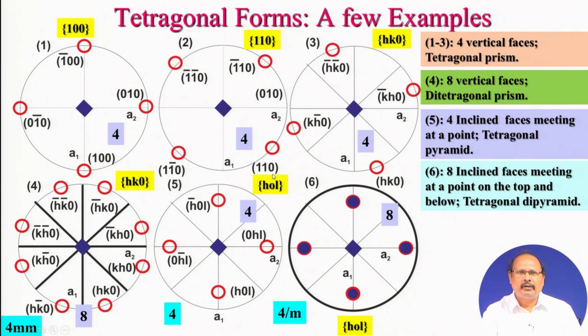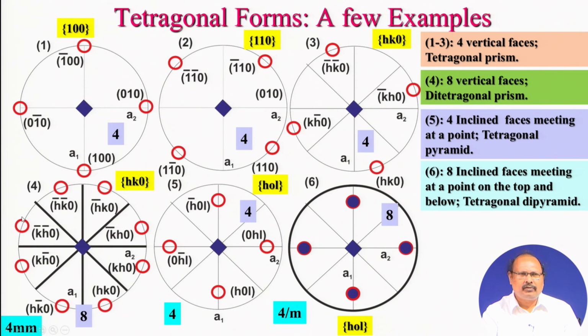If you have another symbol, 1 1 0, and it is acted upon by this 4-fold axis symmetry, you produce 3 more faces, and these will all be prism faces, and it also starts with HK0. So, these are all prism faces. So, 1, 2, 3, this one, this one, this one, you have 4 vertical faces, and these are a tetragonal prism.